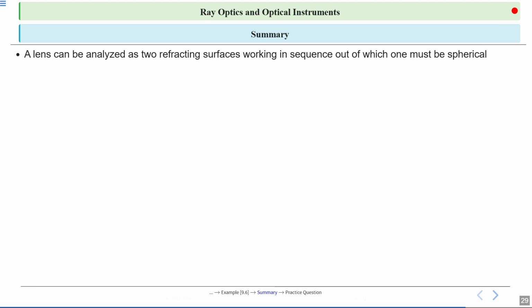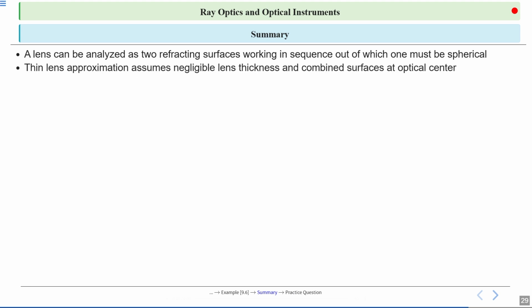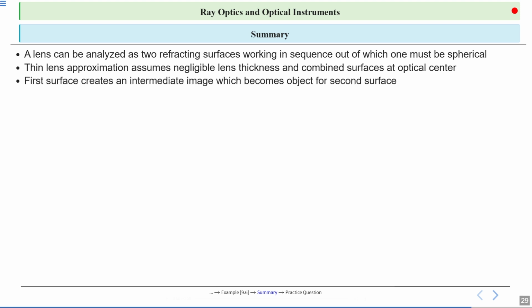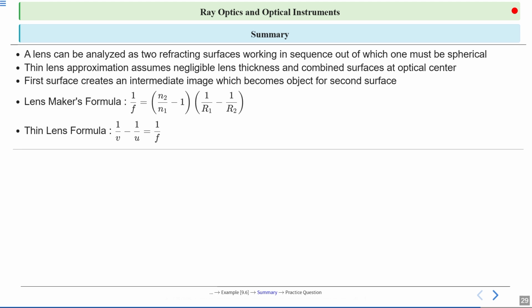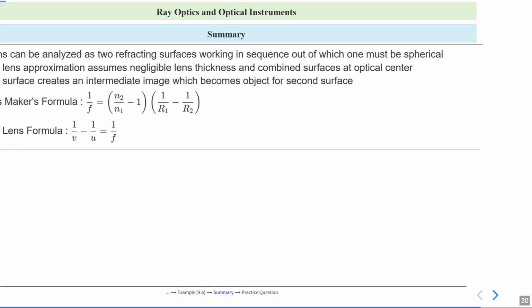So let's have a quick recap. A lens can be analyzed as two refracting surfaces working in sequence, out of which one must be spherical. Thin lens approximation assumes negligible lens thickness and combined surface at optical center. The first surface creates an intermediate image which becomes the object for the second surface. Lens maker's formula: 1/f = (n2/n1 - 1)(1/R1 - 1/R2). Thin lens formula: 1/v - 1/u = 1/f.